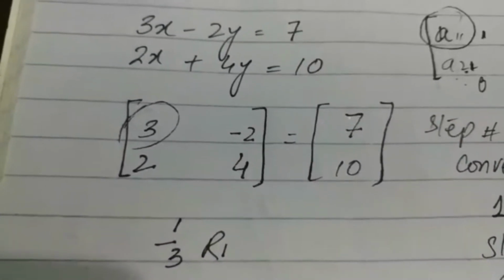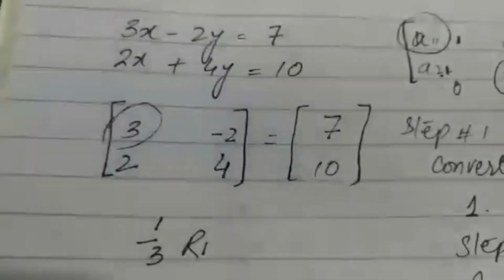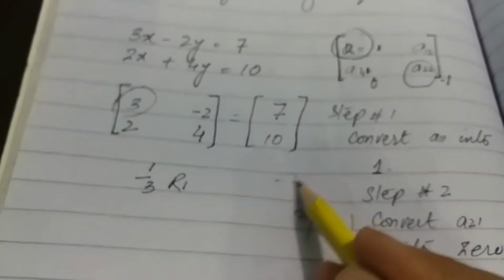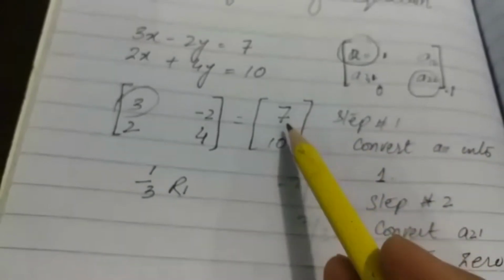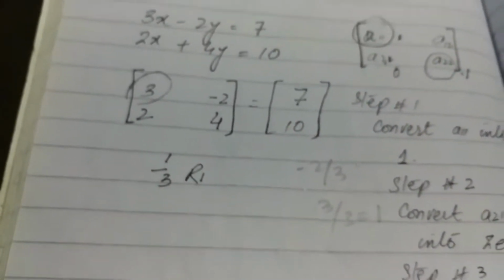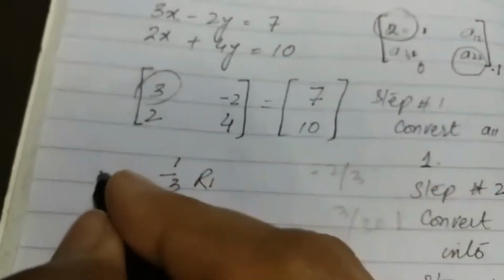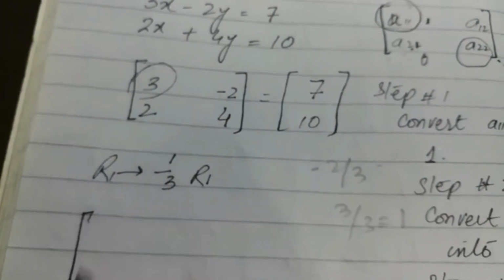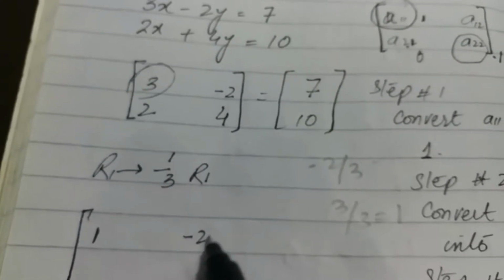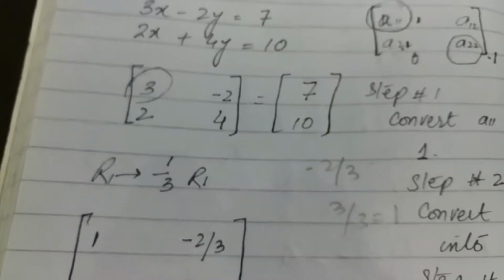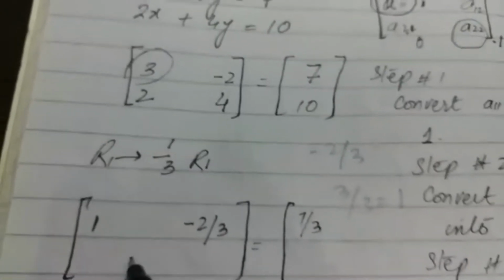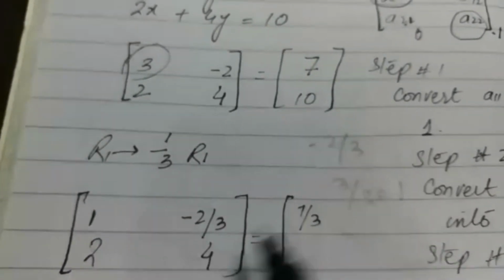I will show you the rough work here. The first element is 3, so 3 divided by 3 equals 1. Minus 2 upon 3 stays minus 2 upon 3. 7 upon 3 is 7 upon 3. So R1 changes to 1, minus 2 upon 3, 7 upon 3. And R2 remains the same. There is no change in R2.